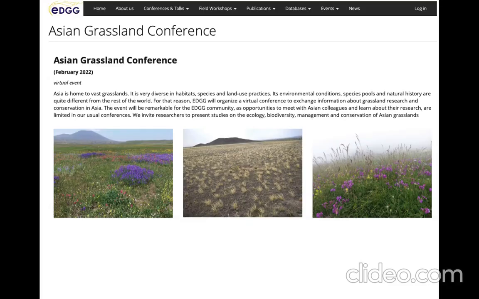A very good next opportunity to meet could be the forthcoming Asian Grassland Conference that is organized as an EDGG online event from February 22nd to 24th, 2022, to which all of you are cordially invited. The conference will probably take place on a Zoom platform on a 3-half-day basis, and further details will be announced on the EDGG website and in the journal Palearctic Grasslands.